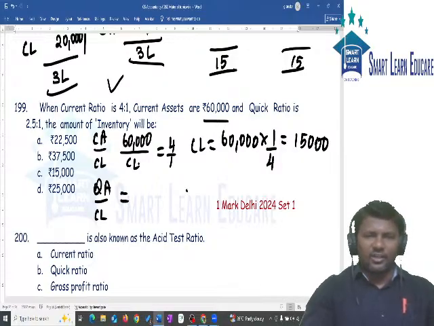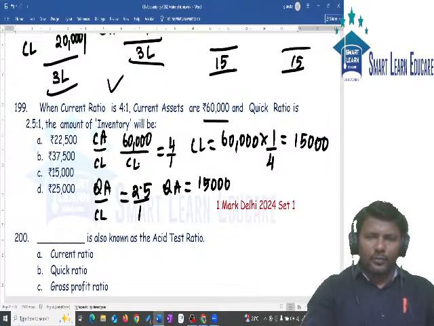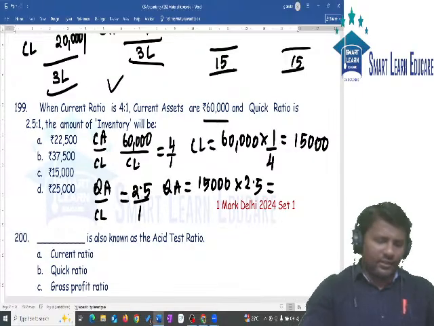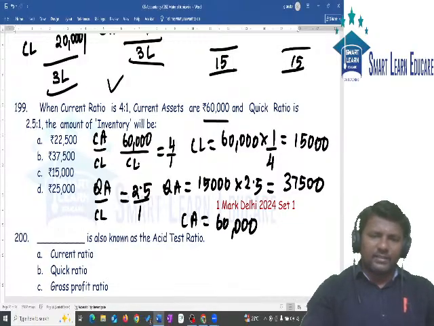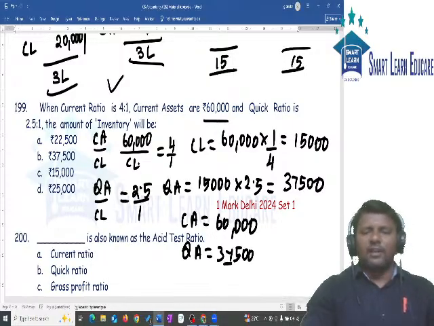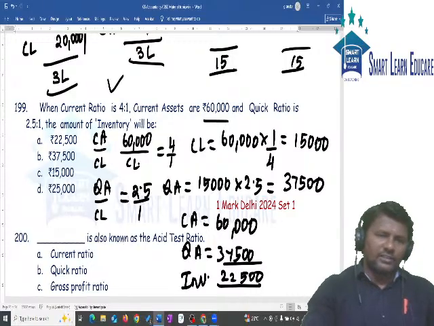So from this we can find out what is quick asset. Quick ratio is equal to 2.5 divided by 1. So quick asset is equal to 15,000 into 2.5, which will give you 37,500. Current asset is 60,000, quick asset is 37,500. The difference between current asset and quick asset will give you inventory. What is the amount of inventory? It is 22,500. Option A is the correct answer.